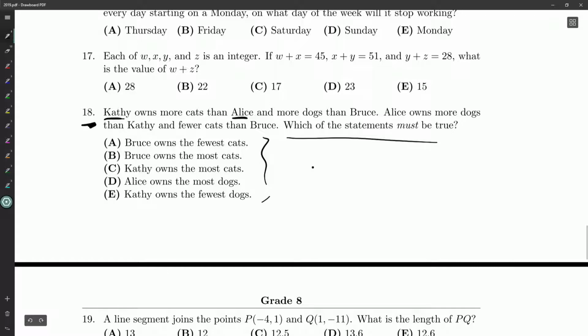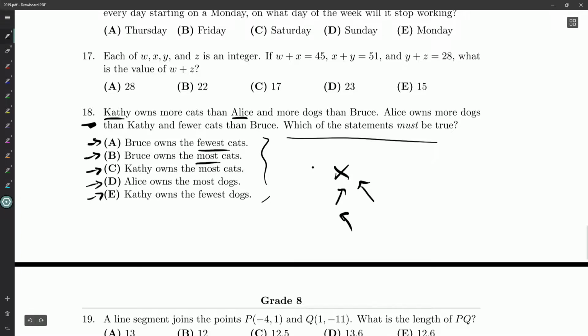So now we can go through and we can just evaluate each of these statements one at a time. They're all talking about most or fewest. What would having the most cats look like? In the cats column, that letter would be highest, higher than everyone. That's what we'd look at for most. Fewest, you flip it on its head, it's going to be the lowest.